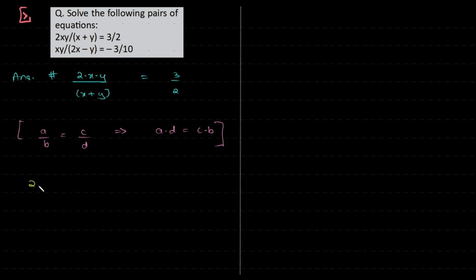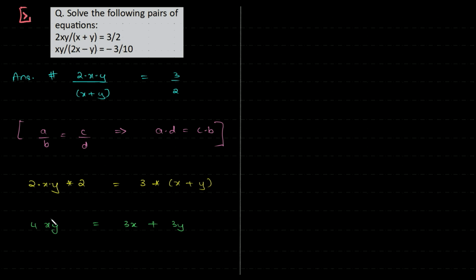So we have 2 into x into y into 2, which is equal to 3 into x plus y, right? So we have 4xy is equal to 3x plus 3y. Now, is this a linear equation in 2 variables? No, actually not. Here the power is 2. So we have to make it a linear equation.